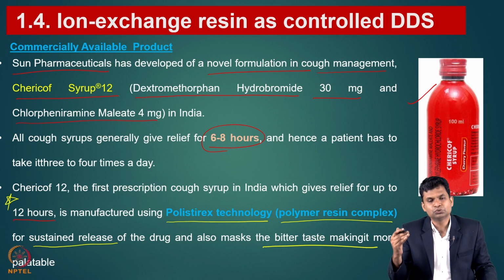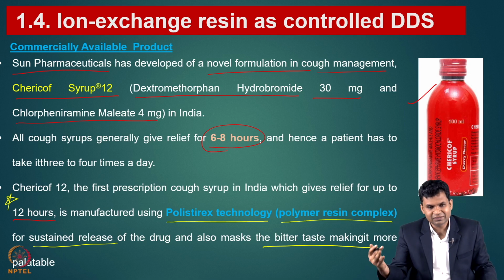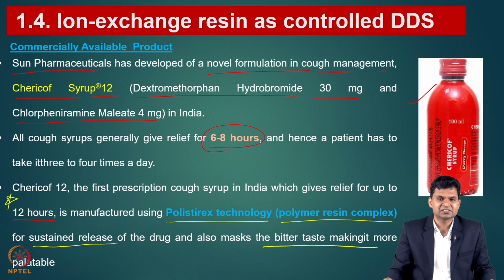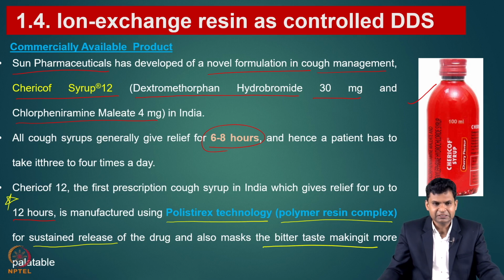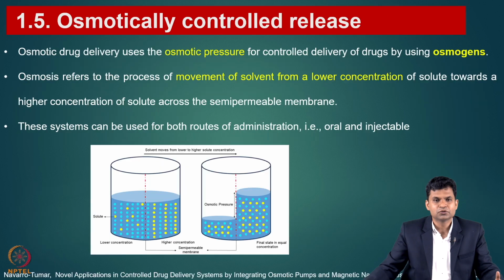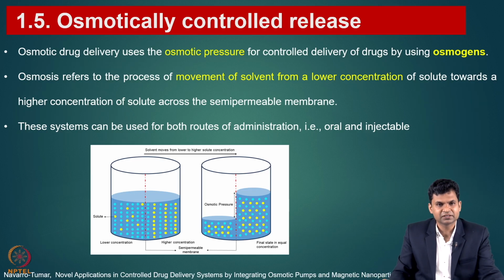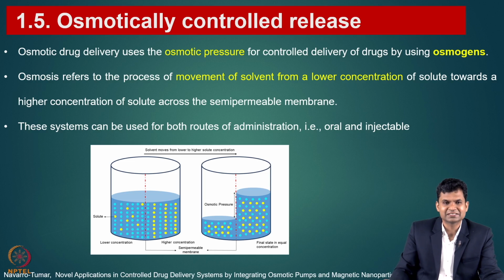We know that we need to mask the taste as well as to control the release. So, ion exchange resin systems are one of the most commonly used drug delivery systems. The best example is cherry cough syrup. This is an oral liquid formulation. With this, you can reduce the frequency of administration, and it can improve patient compliance. So, now we will see another type of drug delivery system, that is osmotically controlled release.